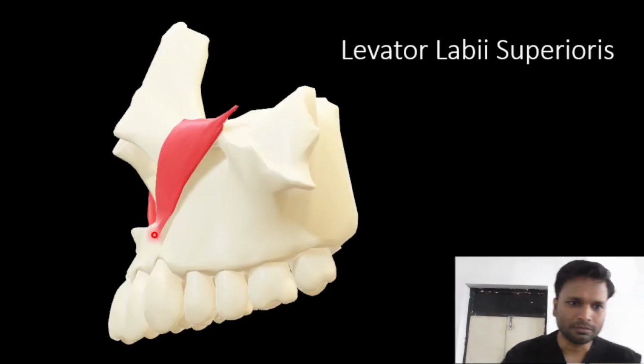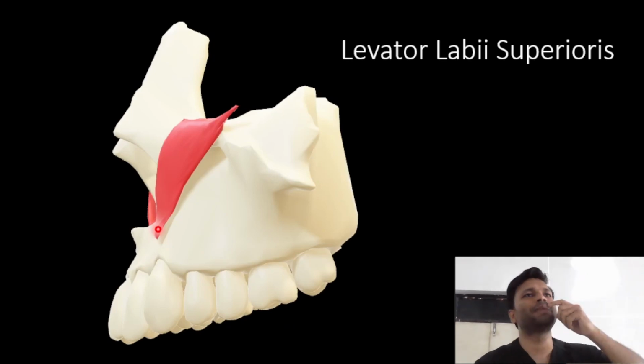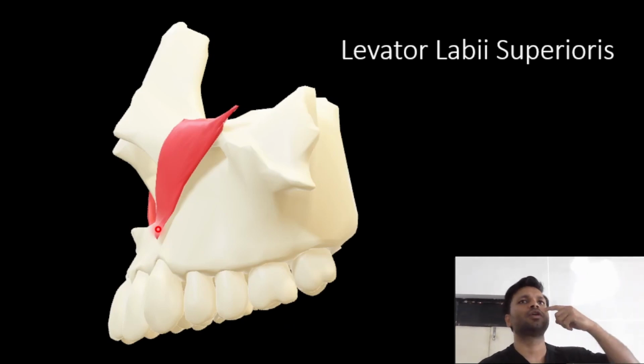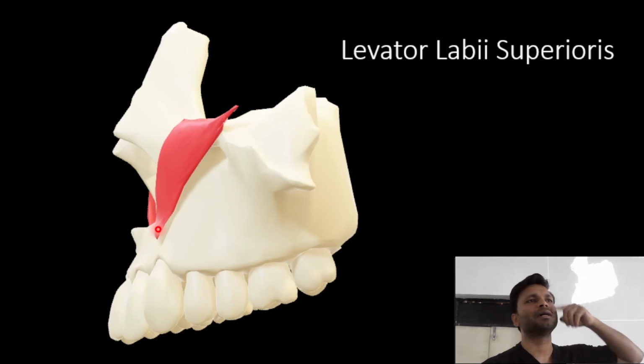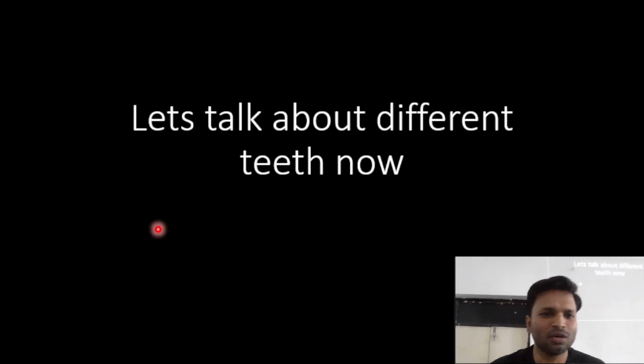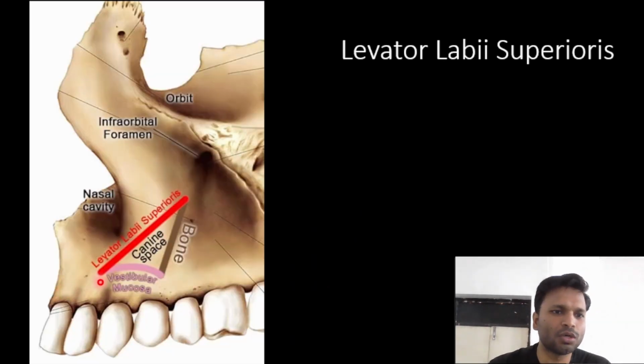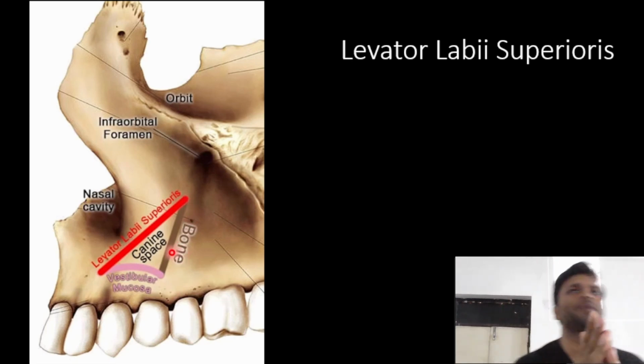Now, as this is inserting into the lip region, not the bone, and the origin is from the infraorbital rim, there is a triangular space between the lip and the bone. Let me show you. So this is the insertion in the lip region, soft tissue. Origin is in the infraorbital rim, and this is the bone. So there's a triangular space that is called canine space infection.